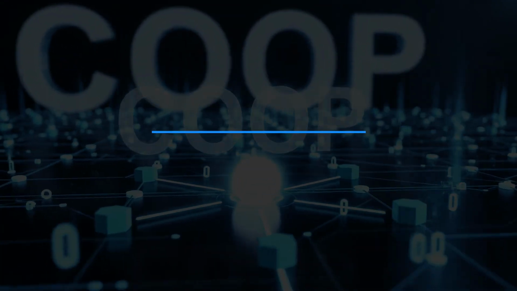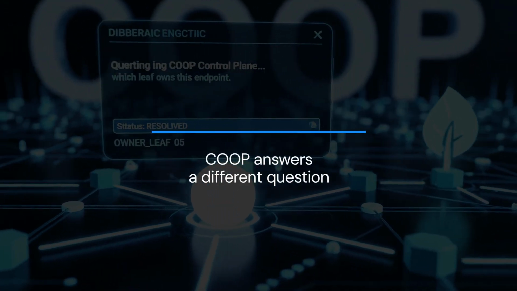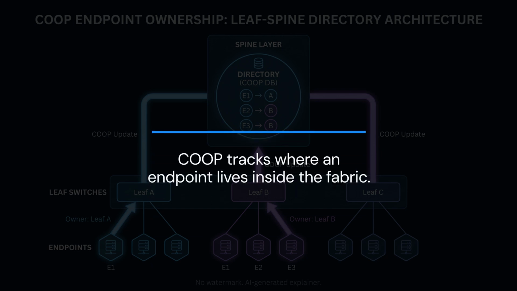Once that clicks, COOP makes sense as the missing answer to a completely different question. Now for COOP, which answers the question ISIS does not answer. Which leaf currently owns this endpoint inside the fabric? In practice, think of COOP as ACI's internal endpoint location and ownership mechanism within the fabric control plane.